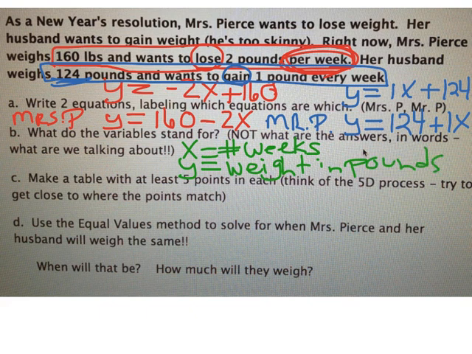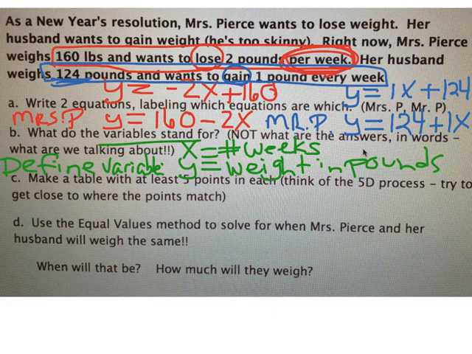So when your teachers say, what do the variables stand for, they might say, define your variable. It's another way of saying that. It doesn't mean what does a variable mean, it means what does this particular one stand for. So that's all they want for that one.